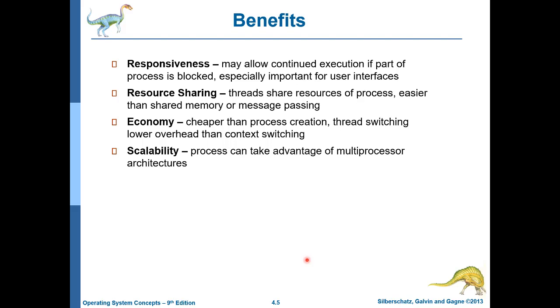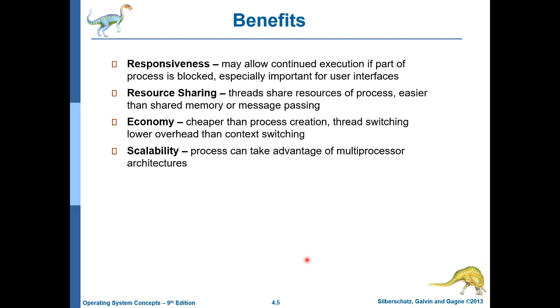There is also a benefit in terms of economy, which means they are cheaper. Creating a thread is cheaper in terms of resources and time as compared to a process. Also, if you do context switching of threads, that has lower overhead as compared to context switching of processes. Thread switching is quicker and involves less time and fewer resources.